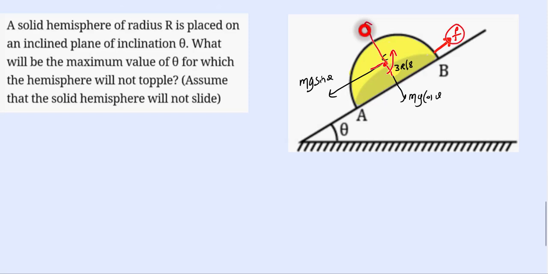If you assume the normal reaction like this, the net torque is non-zero and it must topple, but it's not toppling. So therefore, the normal reaction, in fact, will shift. It will act like this. It will act here. Finally, at one point, when it's about to topple, the normal reaction will pass through point A. It is asking for the maximum value of theta, so the normal reaction will pass through point A when theta is maximum. I think this idea is clear.